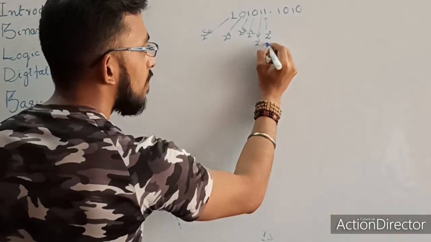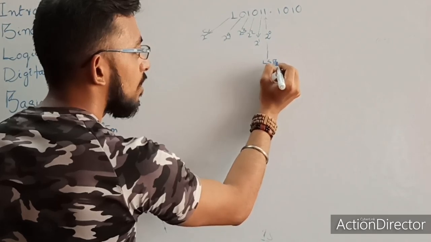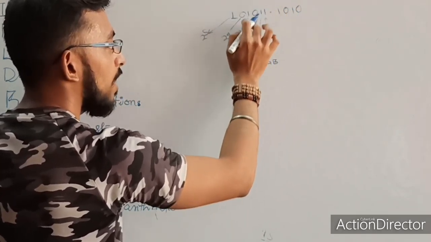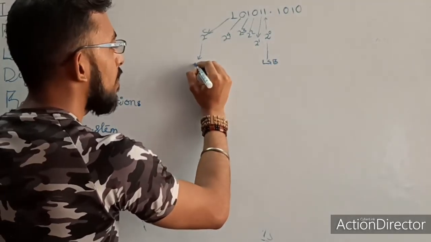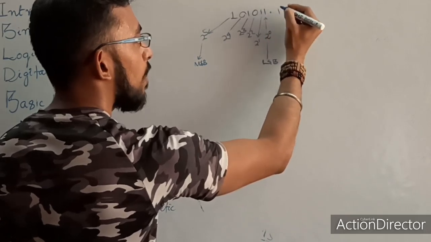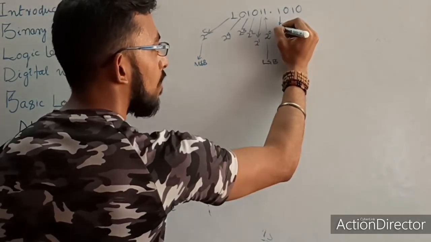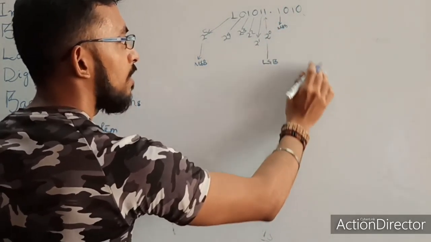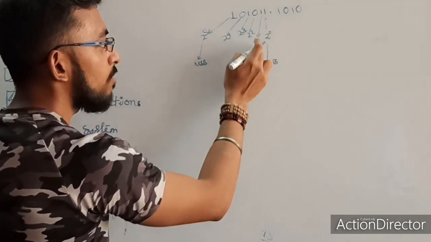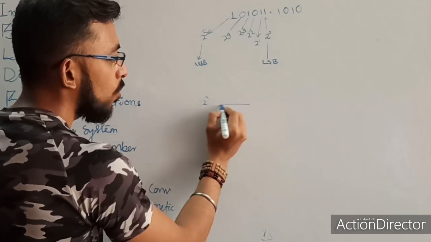This is my LSB, the least significant bit, if I take only this part. And this is my MSB. If I take the decimal point, then after it this is the MSB and this is the LSB. This is 2 power 0 and the powers of 2 increase toward this side.